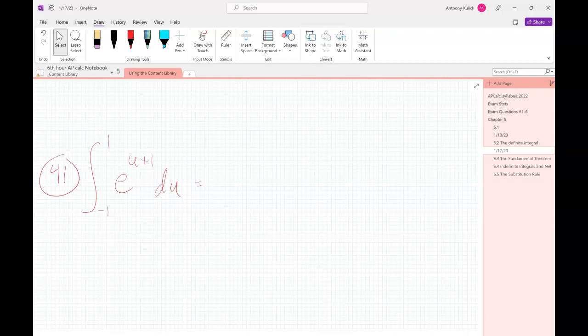Well, that would be the derivative of that. But what is the derivative of e to the u plus 1? The derivative of e to the u plus 1 is just e to the u plus 1. So what's the antiderivative going to be? E to the u plus 1. That's right.